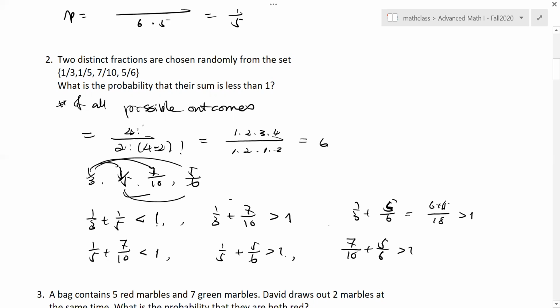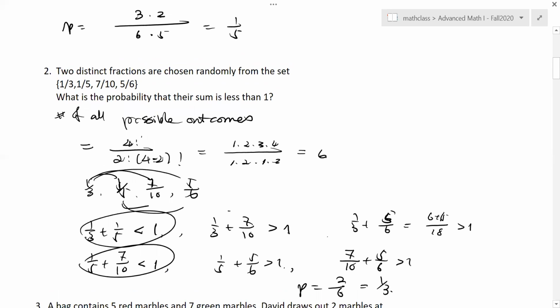So the answer is you only have two of them. So the probability is going to be 2 over 6, which is 1/3. Okay, that's how to get it. Fortunately, we only have 4 numbers here, so it's easy to figure out which ones have a sum less than 1.